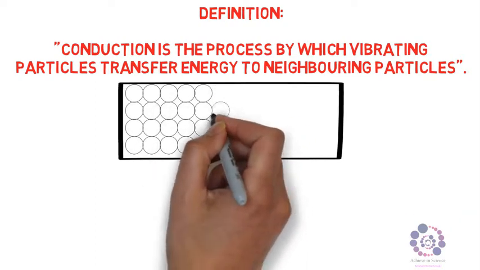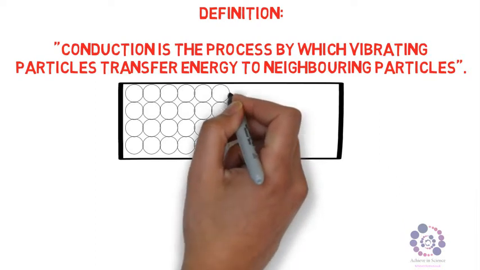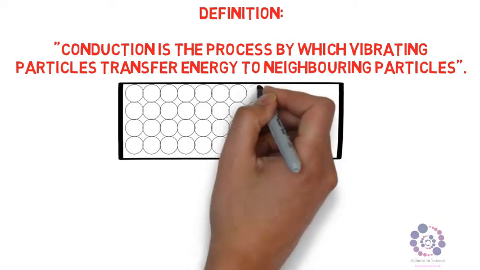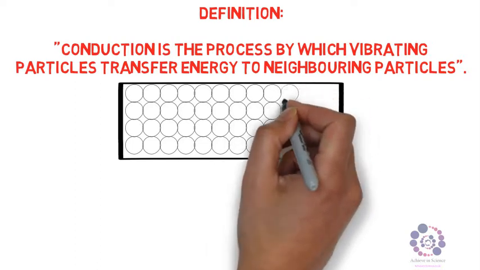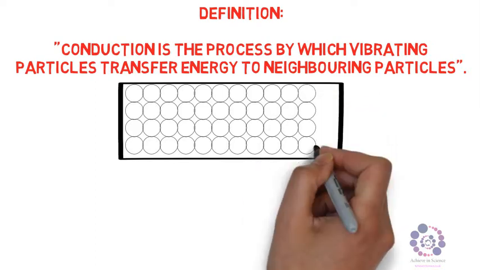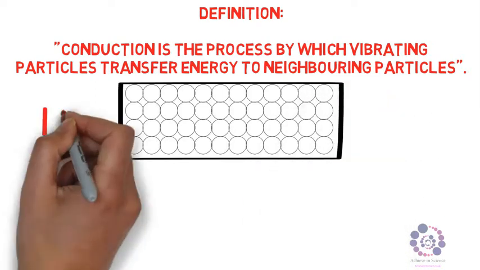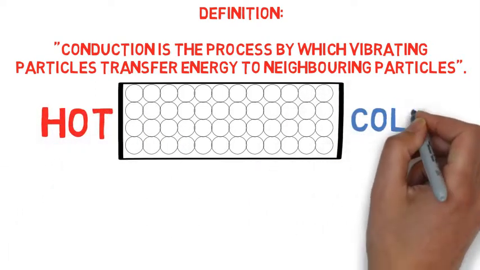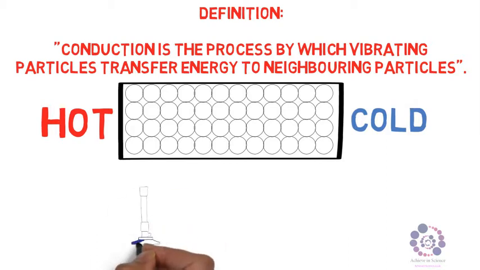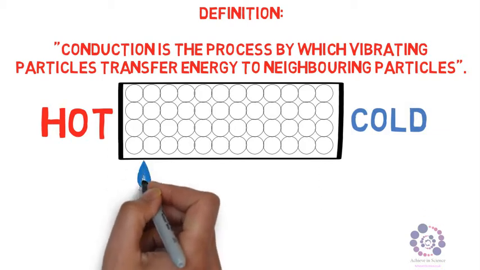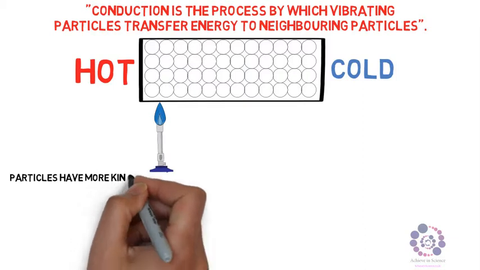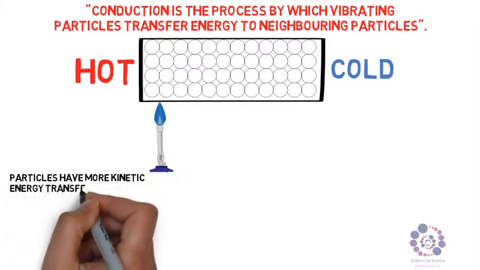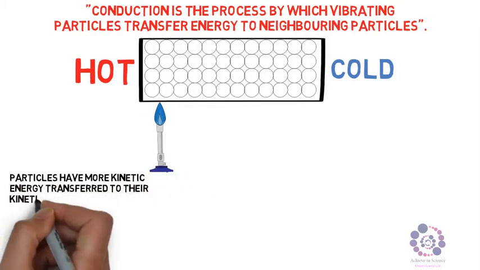Now, if we heat this rod, so one end is hot, on the left hand side, and on the right hand side it's therefore colder because it is further away from the heat, we can look at what happens. And we can describe and explain the process of conduction. Now, as we heat this rod on the left hand side, what happens is the particles have more energy transferred to their kinetic stores. This causes them to vibrate.